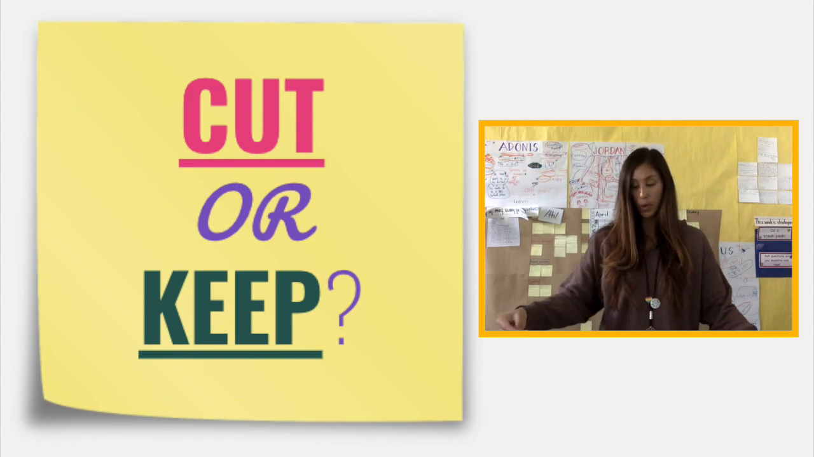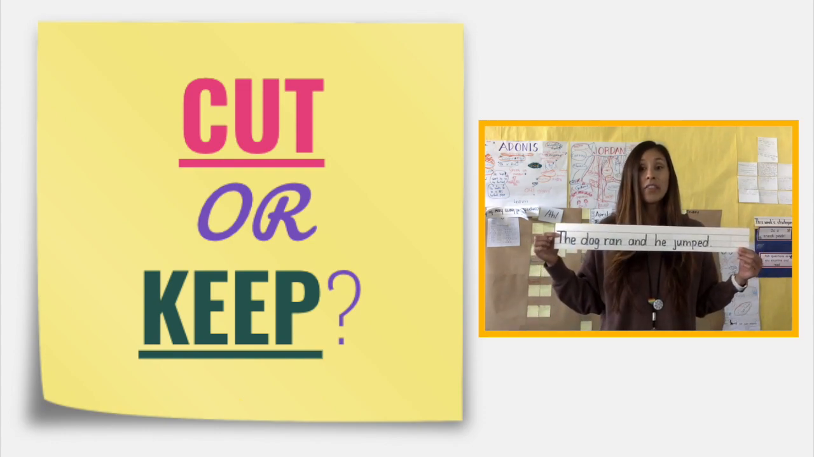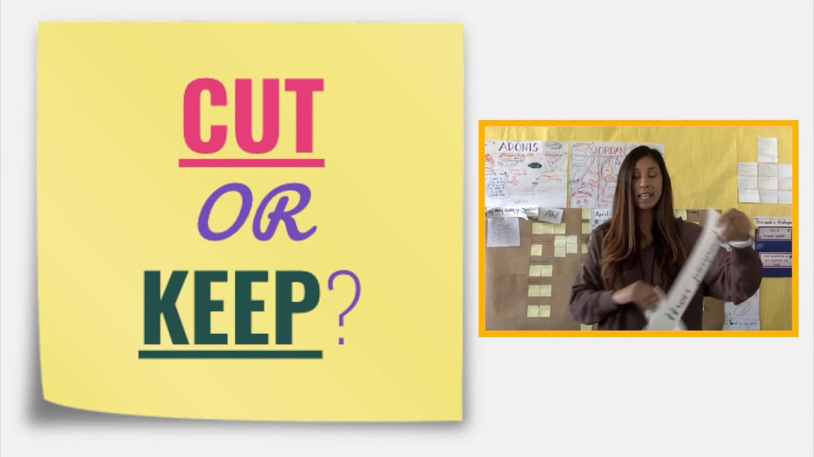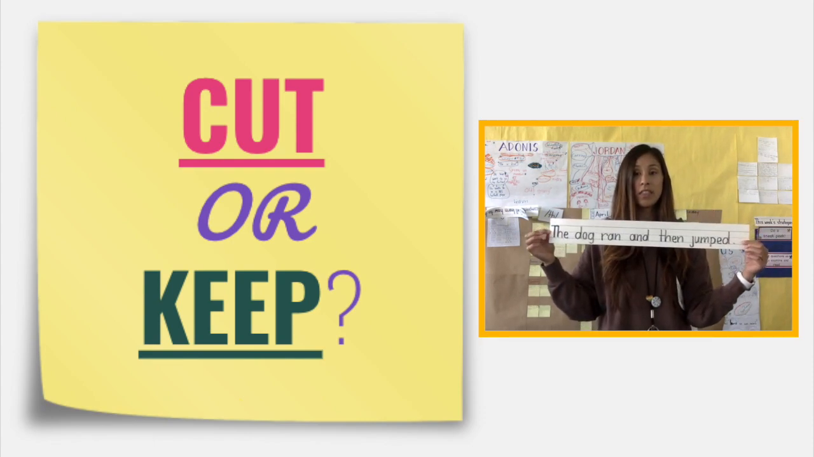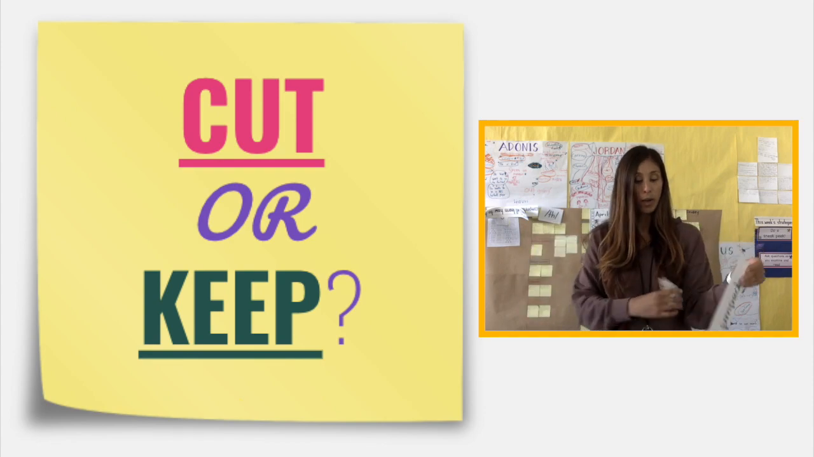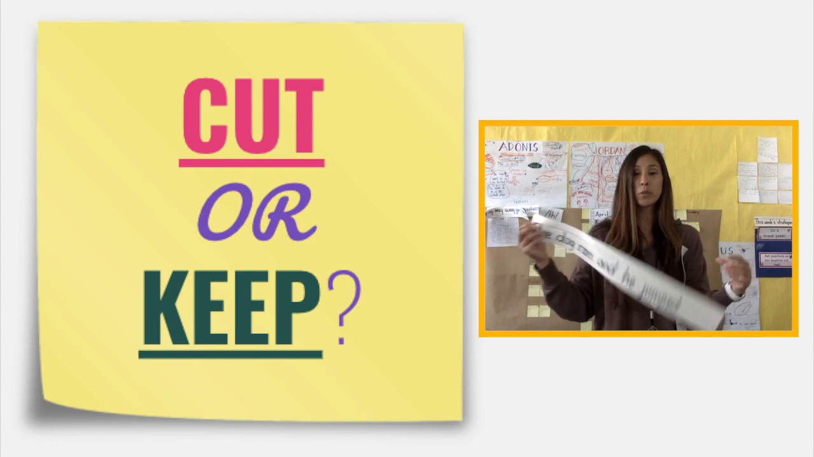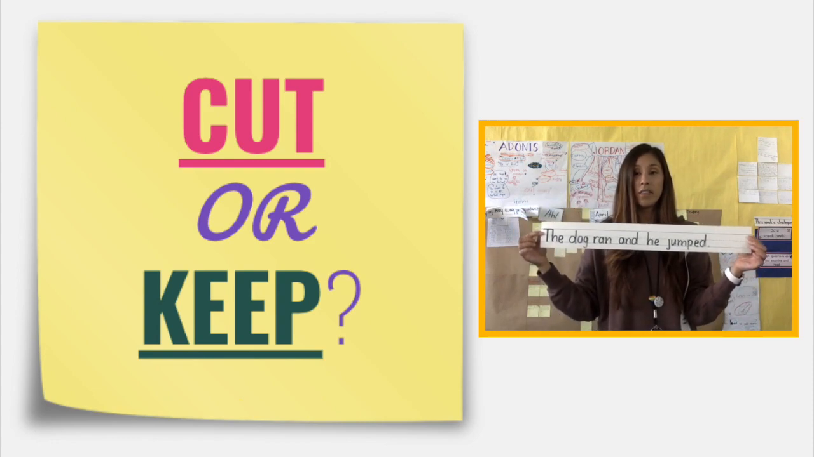I have the sentence, "The dog ran and he jumped." Now, I also have the sentence, "The dog ran and then jumped." Now, let's try "to and or not to and" with the first one. "The dog ran and he jumped."